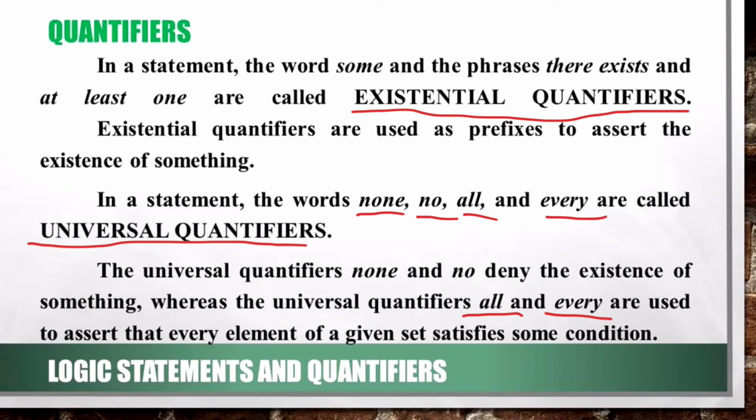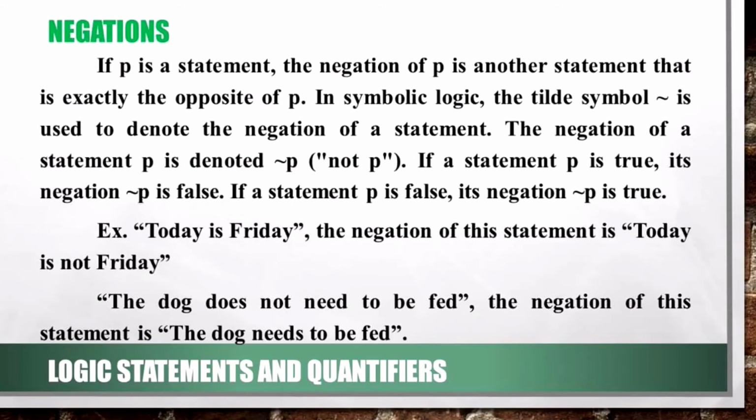satisfies some conditions. So, to better understand these quantifiers, these are what we use in statements to quantify them. And for those statements, we can determine whether there are negations. This is what negations are about. If P is a statement, the negation of statement P is another statement that is exactly opposite of P. So, the negation is simply the opposite of your statement.